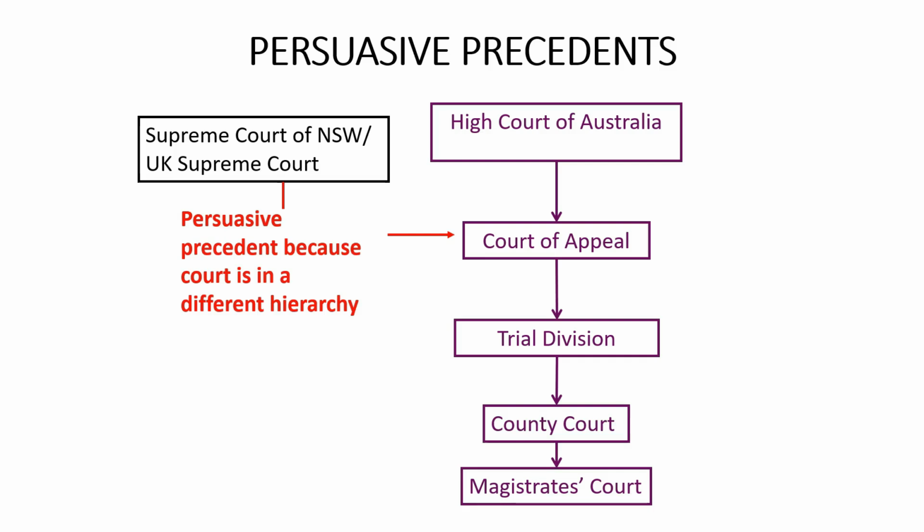It doesn't matter whether that court is the Court of Appeal, as here, whether it's the highest court, that is the High Court, or whether it is the lowest court, that is the Magistrates' Court. Because the precedent is established by a court outside the Victorian court hierarchy, it cannot be binding on any court in that hierarchy, and so it must be a persuasive precedent.